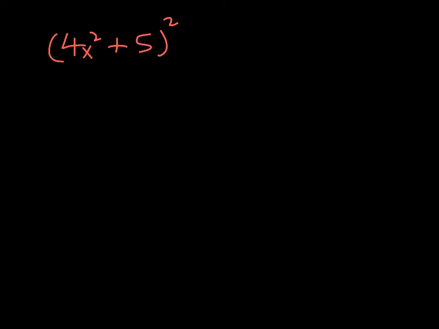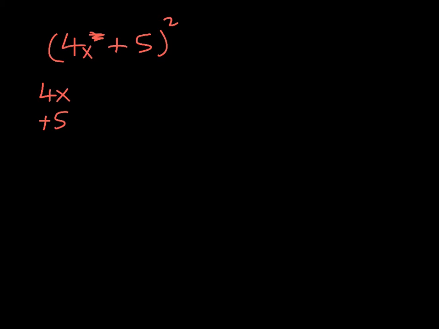Let's look at a short method of expanding perfect squares. For example, we have (4x plus 5) in bracket squared. How can we do this? There's a set of principles that you can follow. The first thing is you need to identify the first term in the bracket. The first term in the bracket is 4x. And then what is the second term? The second term here is plus 5, isn't it?